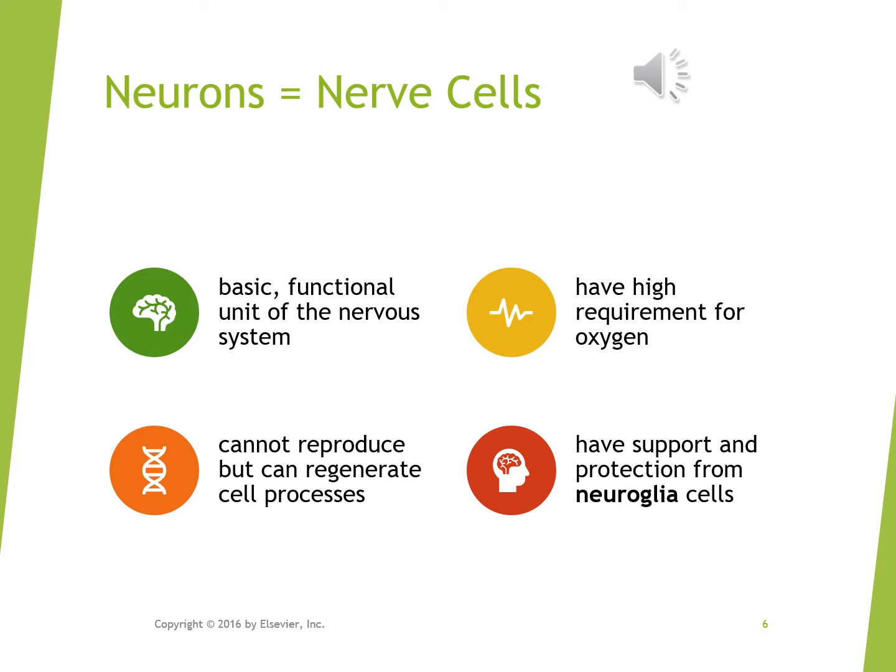Neurons or nerve cells are the basic functional units of the nervous system. They cannot reproduce, but they can regenerate. So shortly after an animal is born, its neurons lose their ability to reproduce, but they can regenerate cell processes if the body remains intact. The lack of reproductive ability is why serious nervous system injuries, such as strokes and spinal cord damage, are often so debilitating and have long-lasting effects.